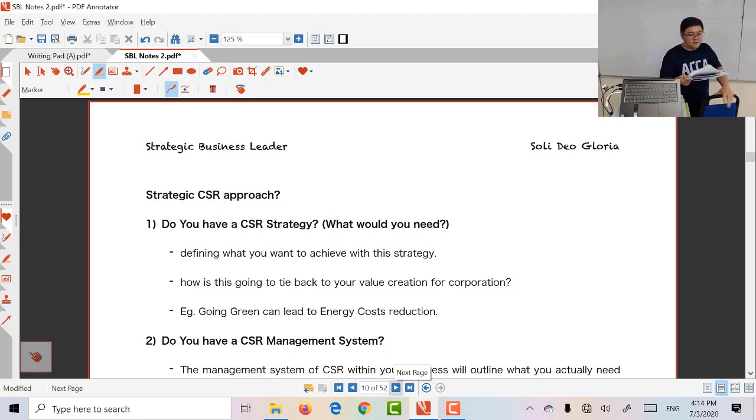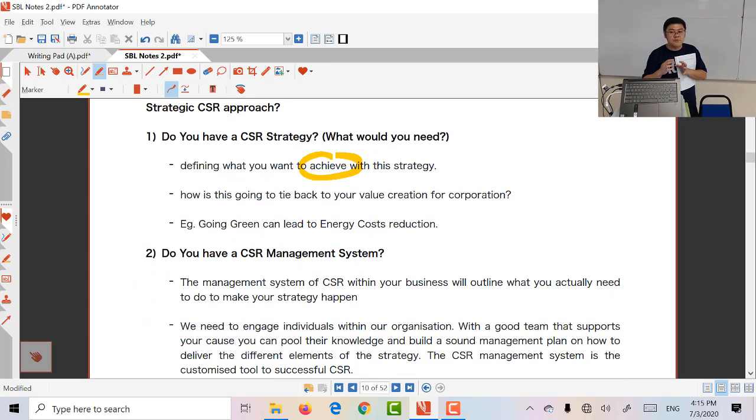Now, before we go into the actual form of CSR strategy, just an overview. If you subscribe to a strategic CSR approach, that means the intention is that you want the CSR to bring benefit back to your business, okay? Of course, the first thing we're going to ask is, do you actually have a CSR strategy? Define what exactly you want to achieve. And it's important when you create a CSR strategy that you tie back to the value creation of the corporation. Meaning, whatever CSR you're thinking of, for example, why do I propose we should do a tax return week? Because I can tie it back to what we are doing, education, and ACCA, it relates back to the product that we are doing. So you try to tie back.